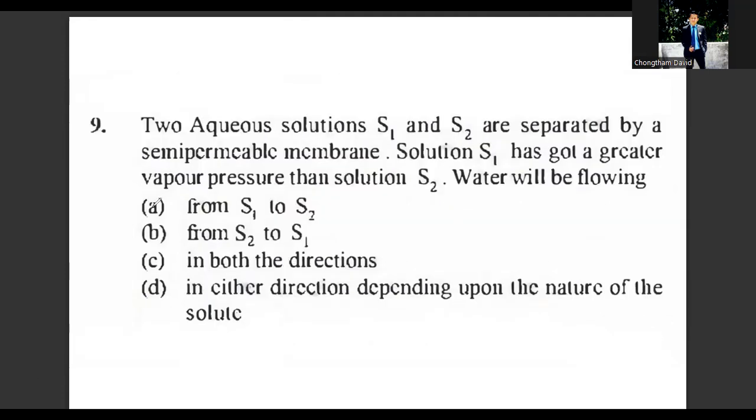Two aqueous solutions S1 and S2 are separated by a semi-permeable membrane. Solution S1 has got a greater vapor pressure than solution S2. Water will be flowing in which direction in this case? In case of osmosis, the flow of the solvent is from lower concentration to higher concentration through a semi-permeable membrane, right? So the answer would be from S1 to S2. Remember the definition and you can easily come to the conclusion.